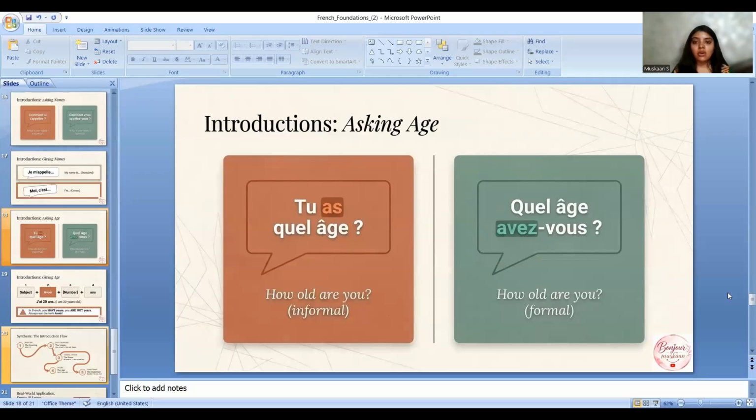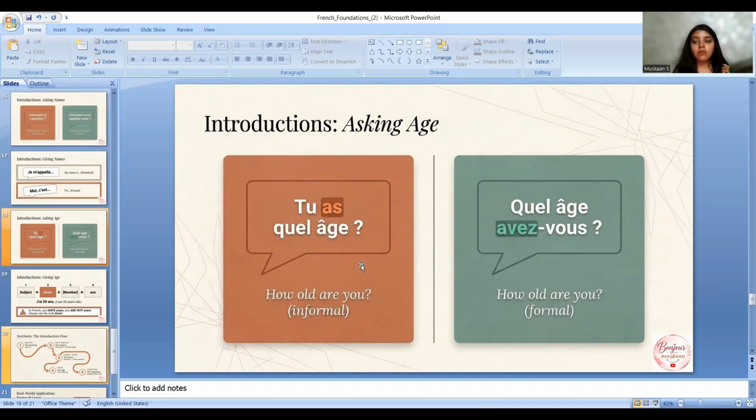Now let's learn how to ask age. We know how to say how are you. We know how to ask name. Now let's see how to ask age. It will also have an informal and formal way. As you already know, in the informal way there is tu, and in the formal way we have vous. So that's the difference between informal and formal. "Tu as quel âge?" How old are you?